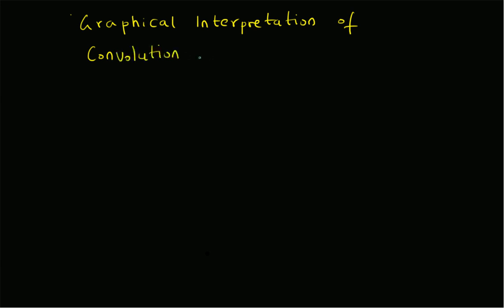Hello, welcome. In this short video, let us look at a graphical representation or graphical interpretation of the convolution integral. Specifically, we are going to look at the different intervals of doing the convolution integral. So, how do we solve this convolution integral for different values of the time t? That is the main question we want to answer.